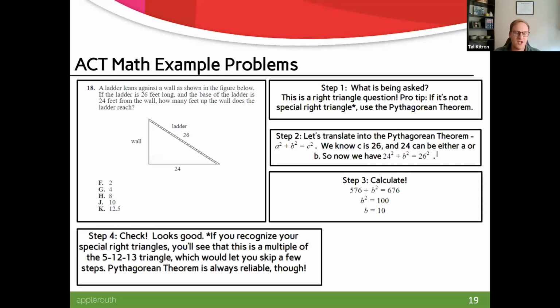The last thing is I just check and see if that's logical, but all the answers are pretty similar. 2 doesn't quite make sense. This is indeed a multiple of the 5, 12, 13, which is not something you have to memorize, because you can always use Pythagoras to get there. Little tricks like that can be helpful if you're aiming for a super high math score, because if you don't do shortcuts and tricks, it's hard to get to all 60 questions, especially with confidence.